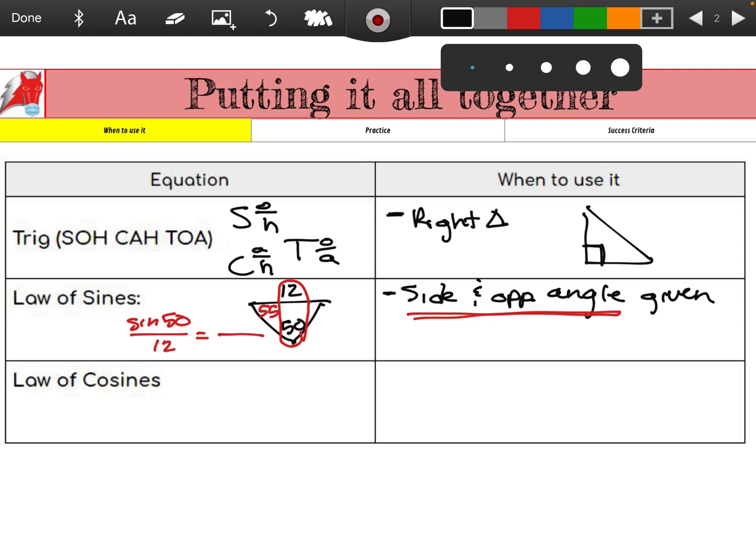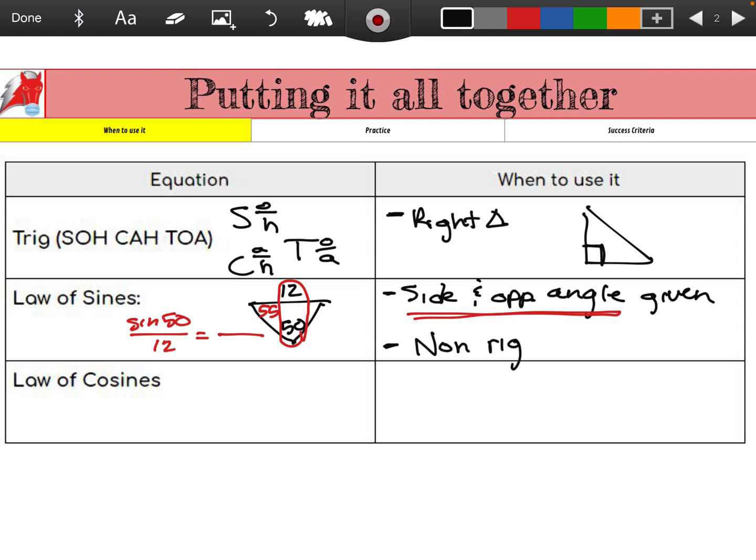And if you want to be really touchy about it, it has to be a non-right triangle, that would make the most sense. If it is right, then you might as well just use trig. Okay, so the side and opposite angle.